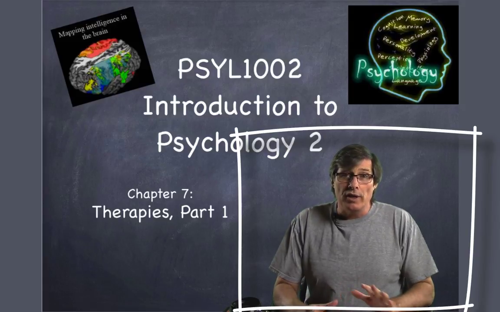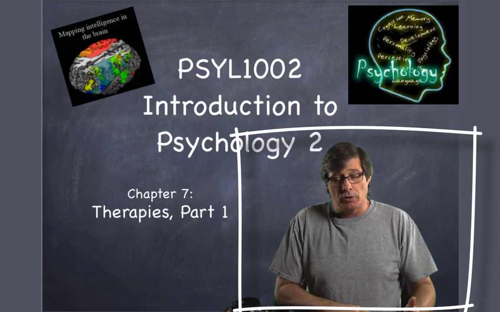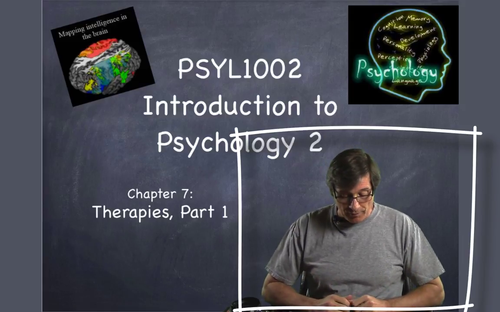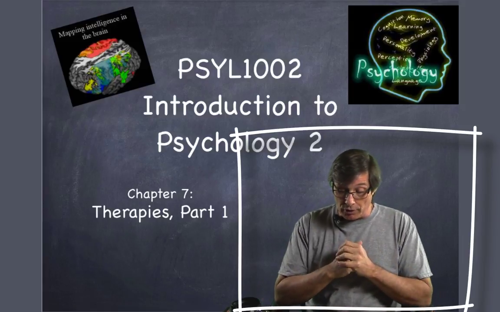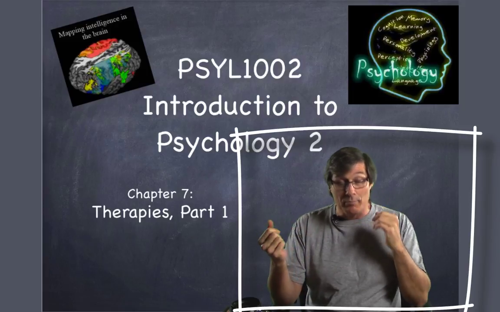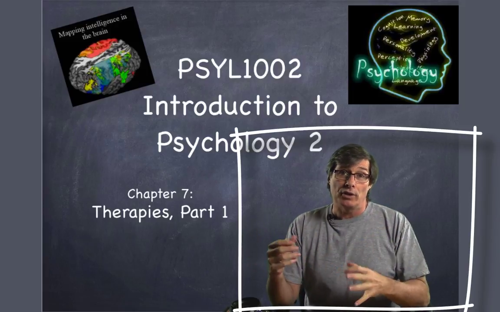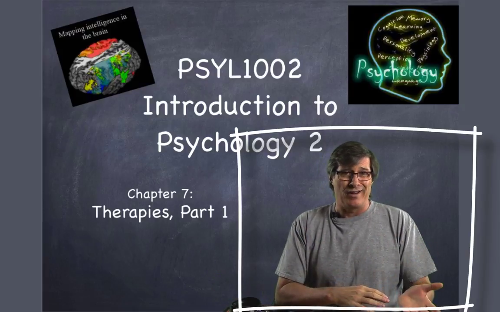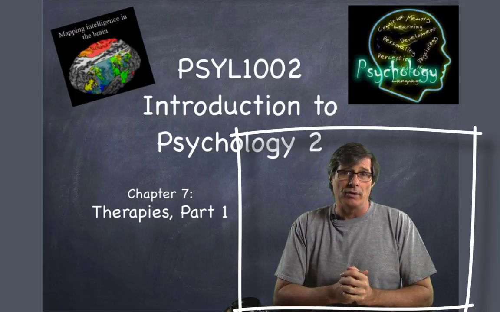And in part 1, when we look at therapies for psychological disorders, we're going to look at any kind of treatment for emotional and behavior disorders that uses psychological rather than biological approaches. So biological will be medication, and psychological will be the cognitive and behavioral therapies.